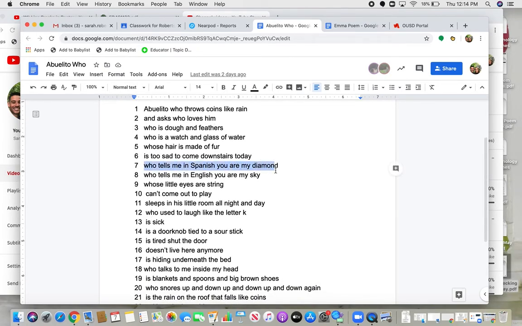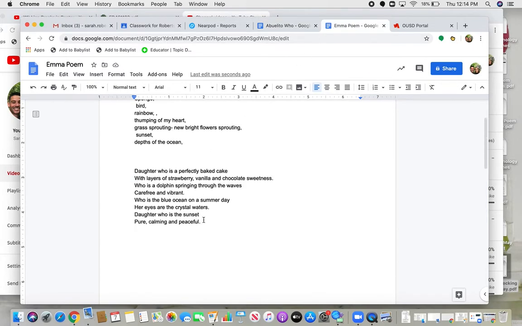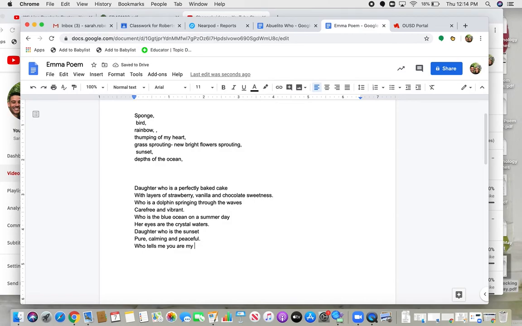Who tells me in Spanish you are my diamond? Who tells me in English you are my sky? So maybe I can talk about Emma. Well, if Emma were to talk, what would she tell me? So I can say, who tells me you are my sunrise? Who tells me you are my cloud in the sky? Okay, so that's Emma talking to me.